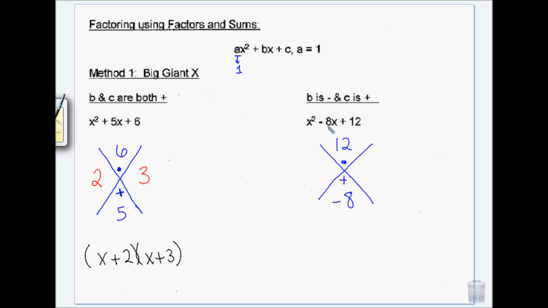Now, if this number on the end is positive and this number is negative, I'm looking for two things that when I multiply them, I get a positive number, but when I add them, I get a negative number. So I'm looking for two negative numbers, right? Because if I multiply negatives, I get a positive, but when I add negatives, I get a negative. So I'm looking for two negatives, because if I say -2 times -6, I get positive 12, but -2 plus -6 gives me -8.